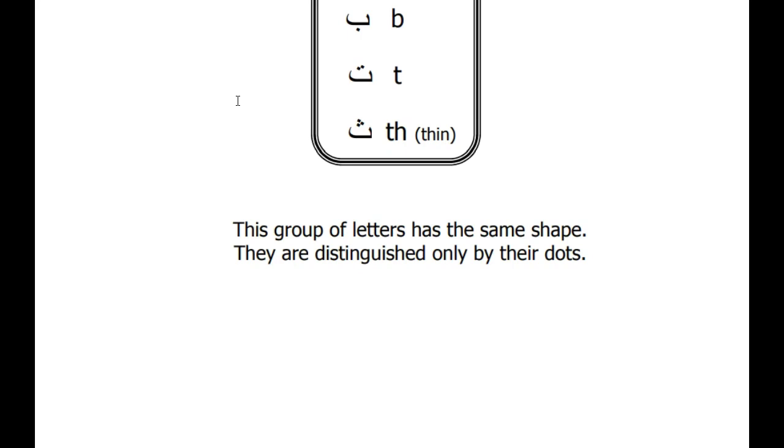This group of letters has the same shape. They are distinguished only by their dots. As you can see, they look like a smiley face, like the ta, but the ba has the dot under and tha has 3 dots on top.